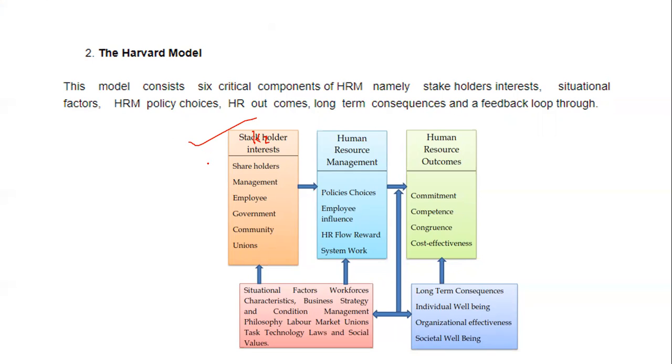Next, you have as a critical component human resource management. Then you have human resource outcome. Then you have situational factors, and you have long-term consequences. Now let's have a look at this particular Harvard model in a bit of detail. So what this Harvard model tells is that the stakeholders recognize the trade-off between the interest groups and those of the employees.